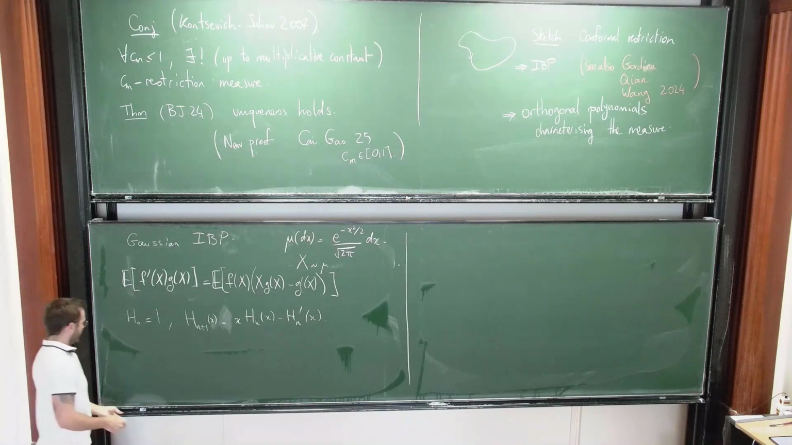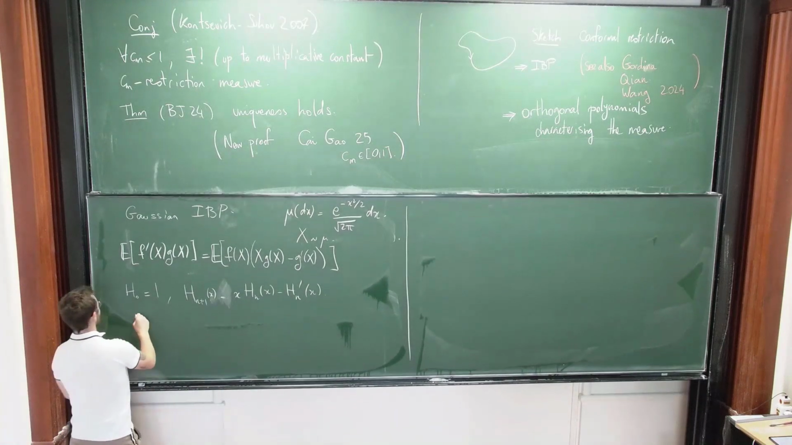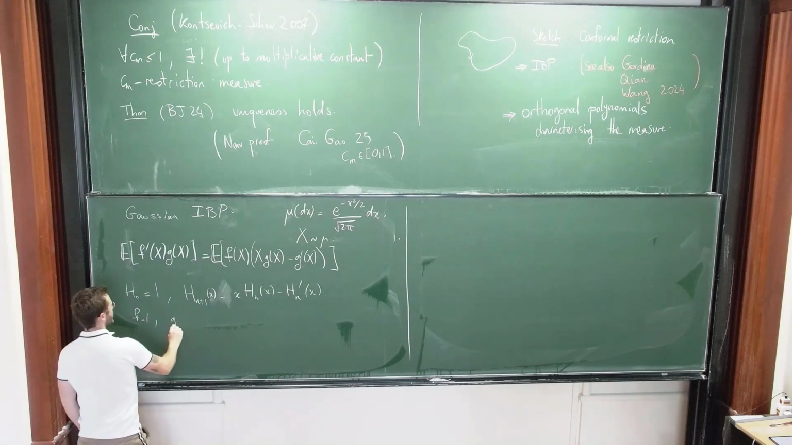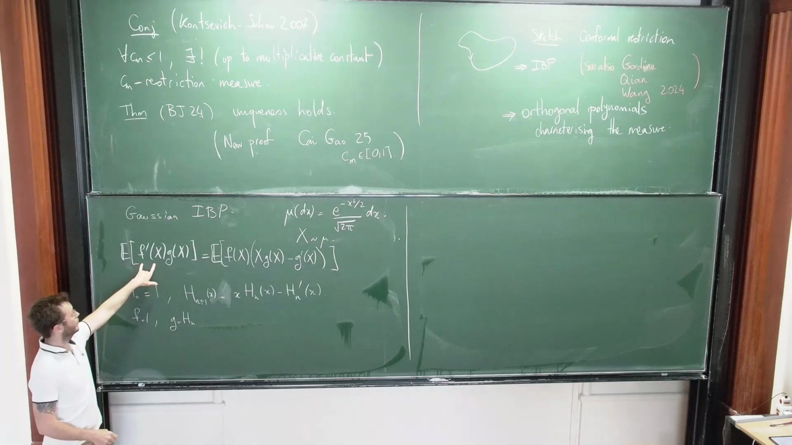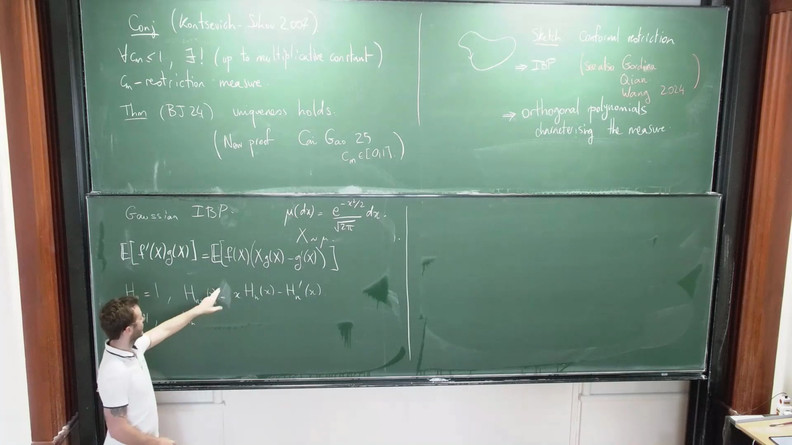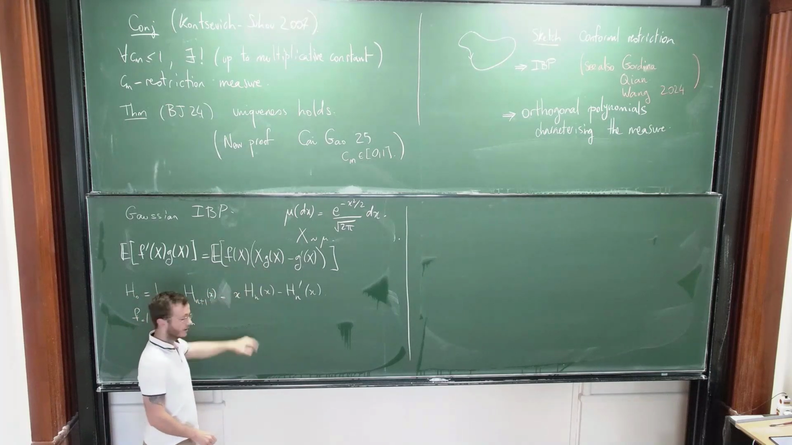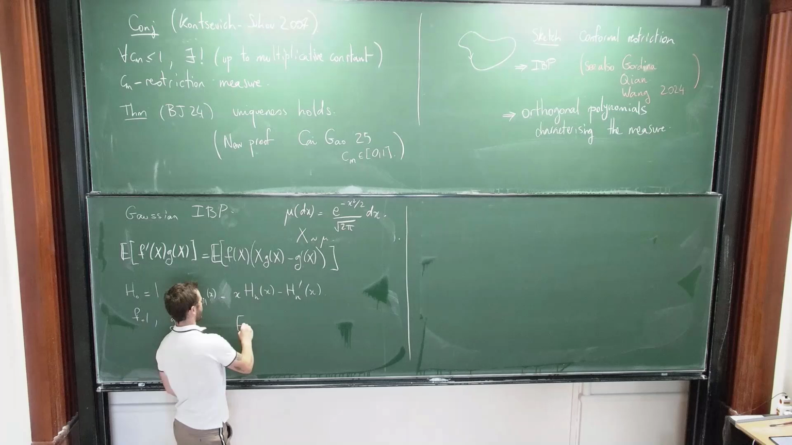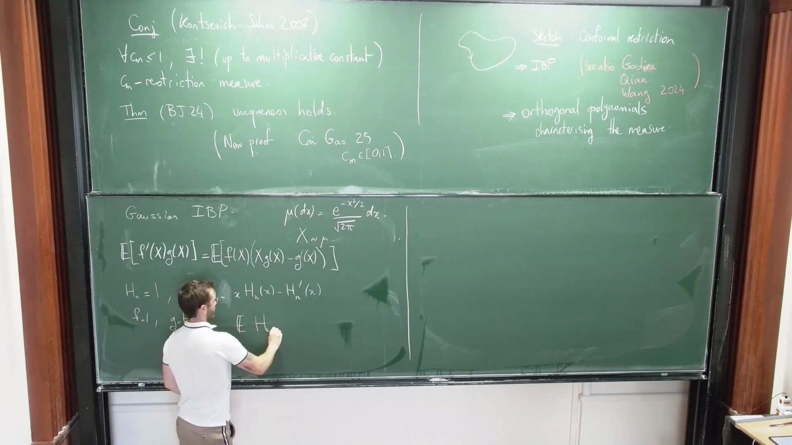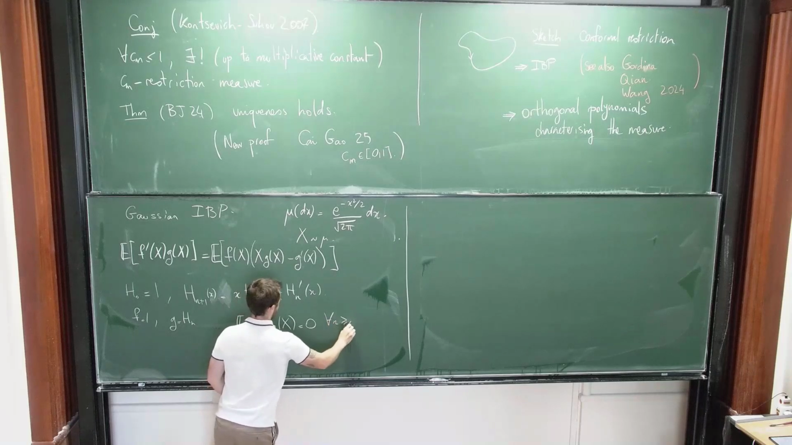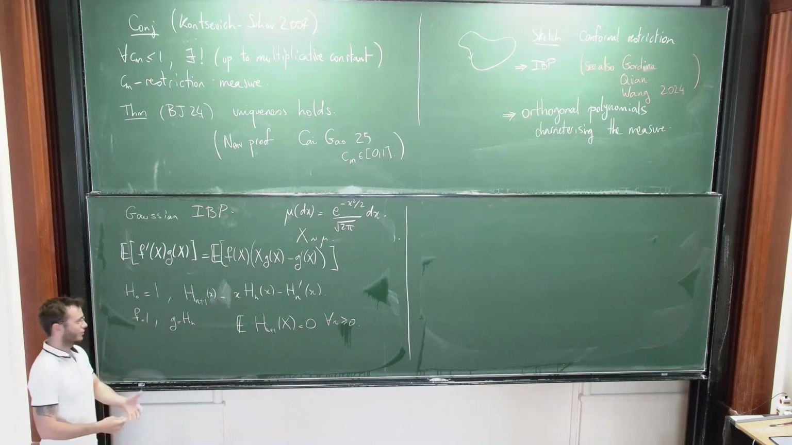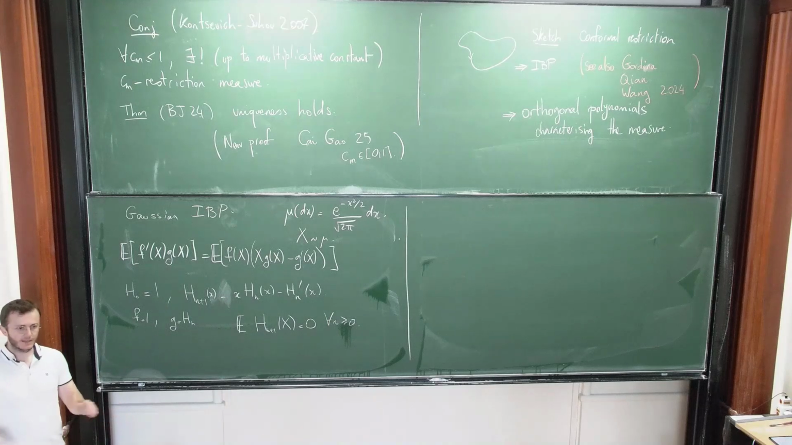If I plug f equals 1 and g equals h_n in the formula above, on the left-hand side I have 0, because the derivative of 1 is 0. And on the right-hand side I have 1 times h_{n+1}. And so I obtain that the expectation of h_{n+1}(X) equals 0 for all n. And so, of course, this entirely characterizes the Gaussian law.